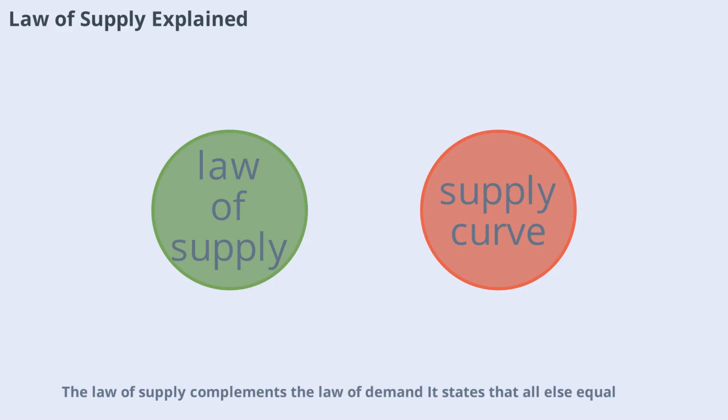Law of supply complements the law of demand. It states that, all else equal, as the price of a good rises, the quantity supplied increases. Producers are motivated by the potential for higher profits, so they supply more when prices are high. This is why the supply curve slopes upward, reflecting the direct relationship between price and quantity supplied.